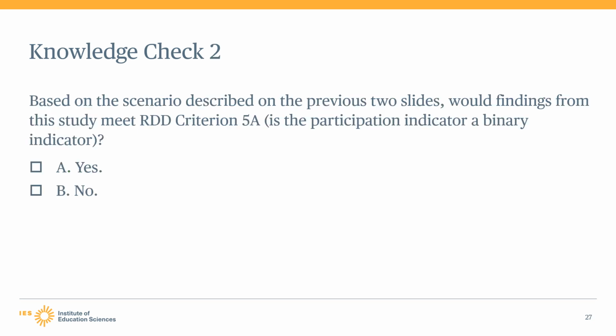Knowledge check 2. Based on the scenario described on the previous slides, would findings from the study meet RDD Criterion 5A? Namely, is there a binary participation indicator for taking up some portion of the intervention? Your response options are A, yes, or B, no. You may want to pause the video while you think about your answer.